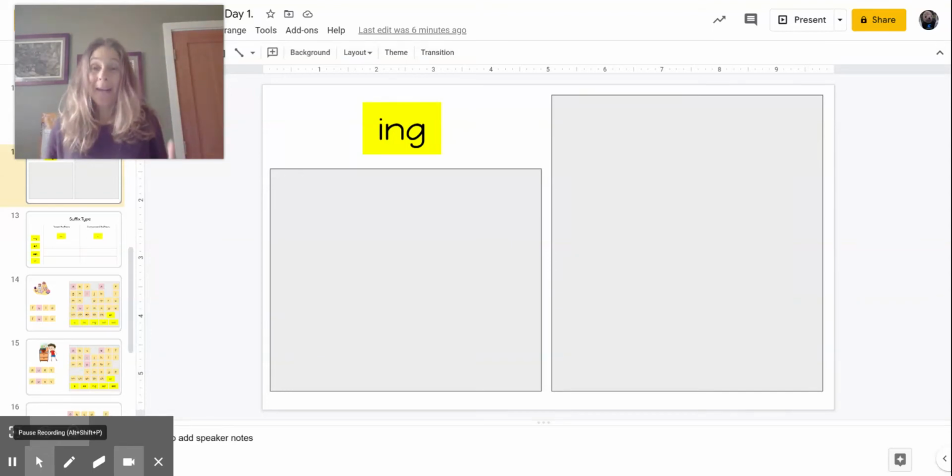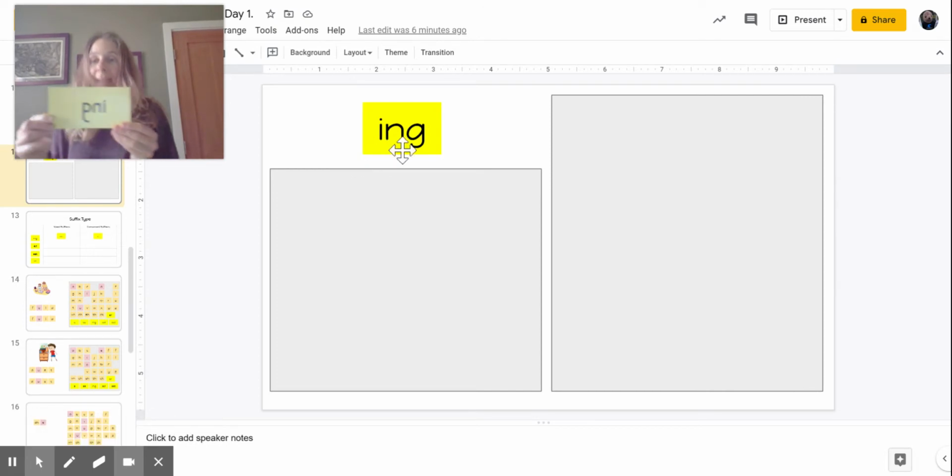Hi, students. Okay, we're going to start learning about two new suffixes today. So our first suffix is ing. This is just like the glued sound that says ing. So I've got it up here on the screen as well. Let's practice saying this sound. And with suffixes, we're going to go like this.